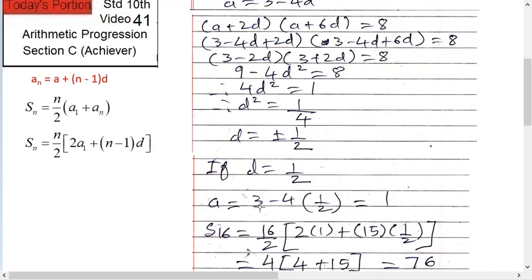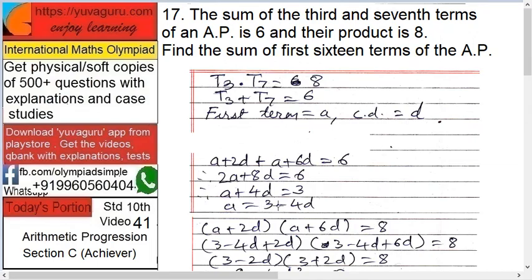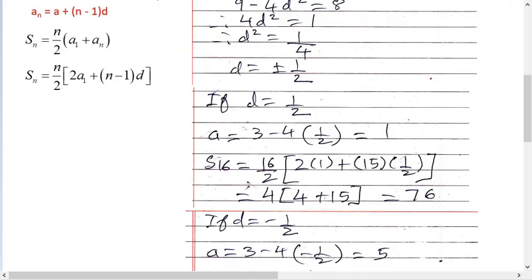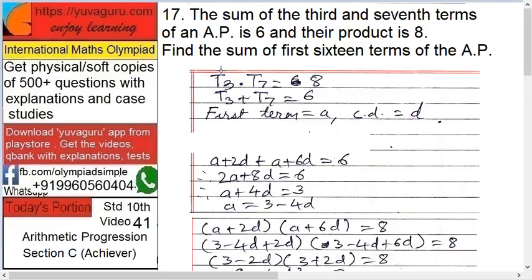Then what? A equals what? 3 minus 4 into 1 upon 2, that is 1. How? We got this over here, in the first equation only, we solved it: 3 minus 4D, D is 1 upon 2 now. So A equals 3 minus 4 into 1 by 2, that is 1. So A you got it, D you got it. So S16 equals 16 upon 2 into 2 into A, means 2 into 1 plus 15, that is n minus 1, into D, right? Therefore solve this, you will get 4 into 4 plus 15, equals, solve this, 76. So S16 equals 76.